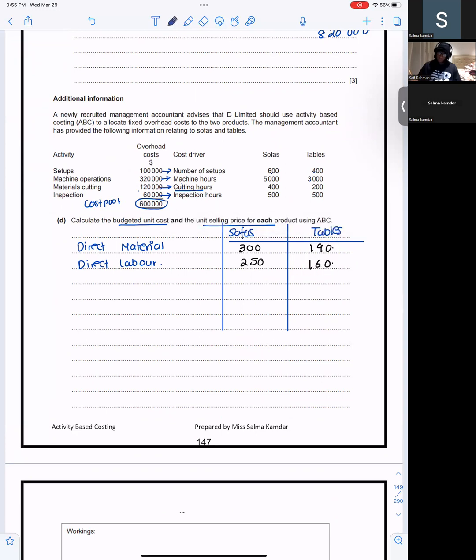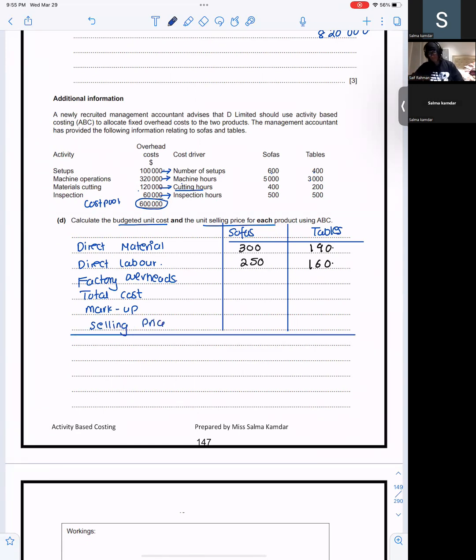Now what is going to be different is the factory overheads. After factory overheads, I will get my total cost. Then I will put the markup and get the selling price. But the factory overheads will now be distributed in a different way. Let's distribute the factory overheads. For this, I'll make a working note because I need per unit now. So first I have to distribute and then divide it by the number of units.